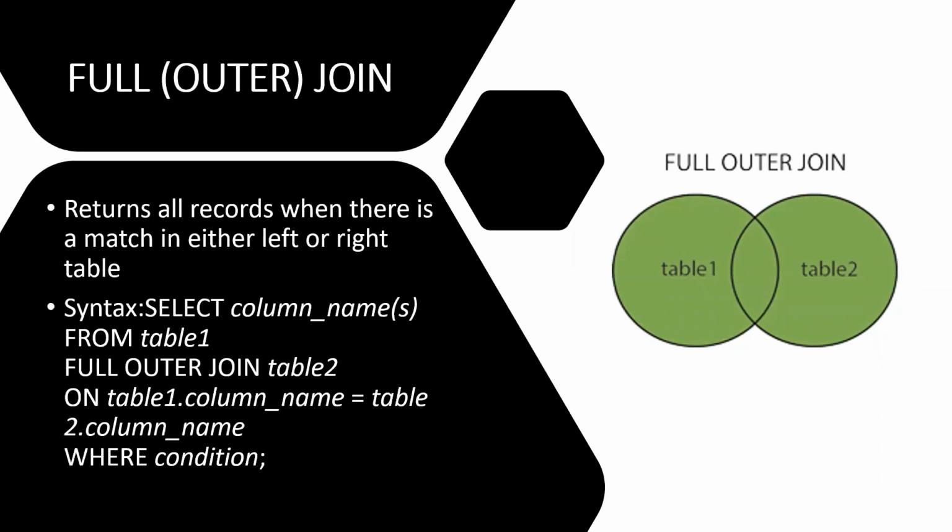The last type of join is the full outer join, in which you get the records from both left and right. As you see in the diagram, you get the records for the whole of both tables together. The syntax goes as: select column names from table 1 full outer join table 2 on table 1 and the primary key of the columns that we put in.